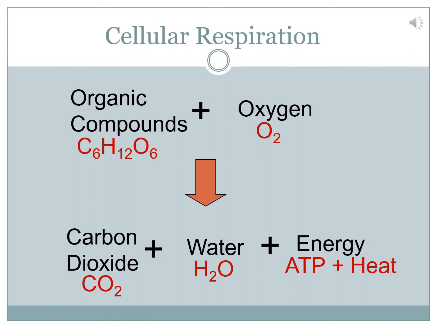This and the next few lectures will focus on cellular respiration. So here is the equation for cellular respiration in more detail. The reactants in the reaction are organic compounds, such as glucose, which is C6H12O6, plus oxygen, or O2, will yield carbon dioxide, CO2, plus water, which is H2O, plus energy in the form of ATP, and some of that energy will be lost as heat.